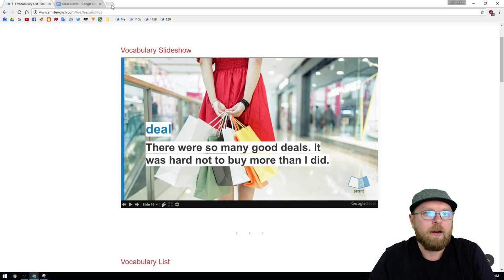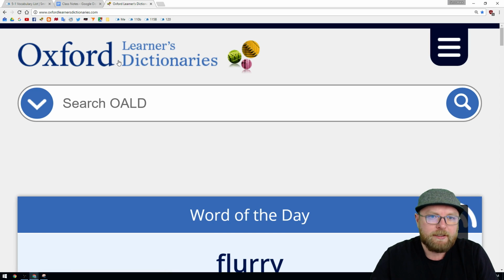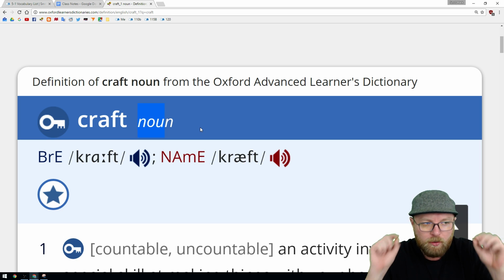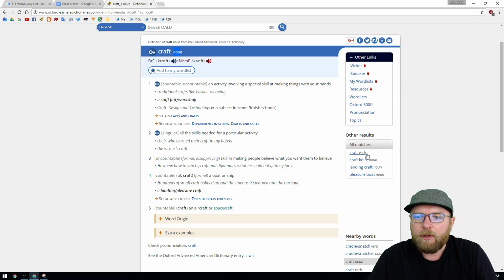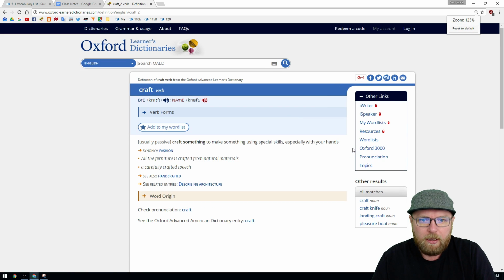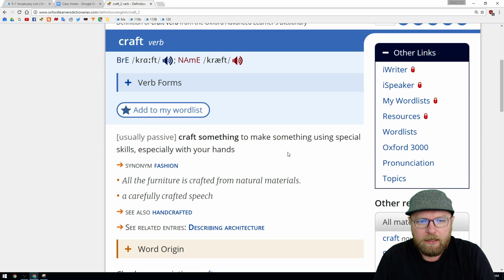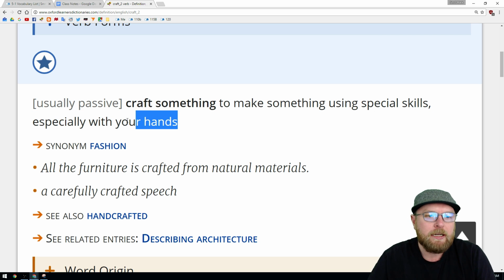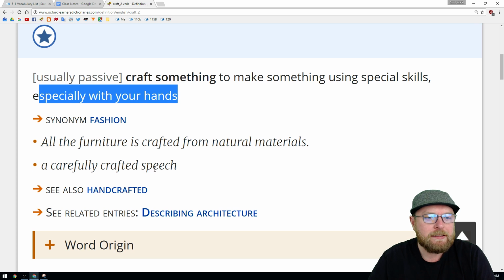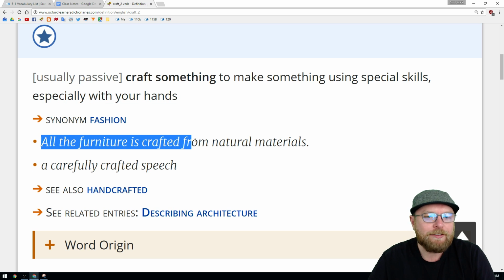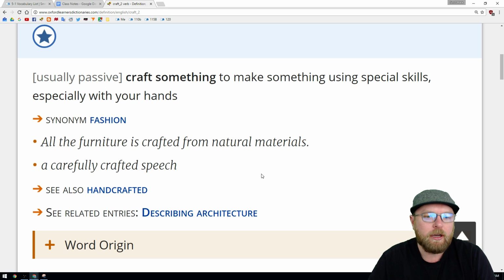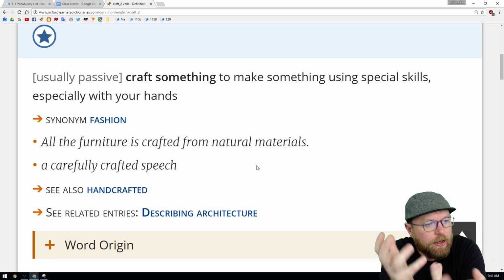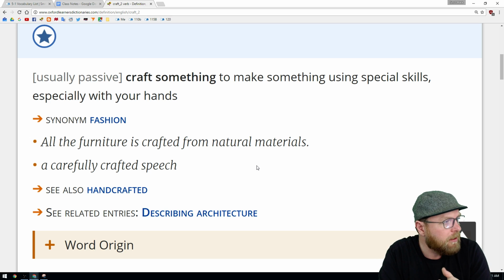Let's look at the dictionary. It's difficult explaining vocabulary, because there are lots of different meanings. Craft. So this is the noun. Now we're not talking about the noun anymore. Rosa wants to know about the verb. So we have to click this guy over here. To make something, to craft something, to make something using special skills, especially with your hands. Okay, so all the furniture is crafted from natural materials. Okay, interesting. So I said, you spend a long time with a lot of detail, but really you're just using your hands and you're using special skills. So I was a little bit off.